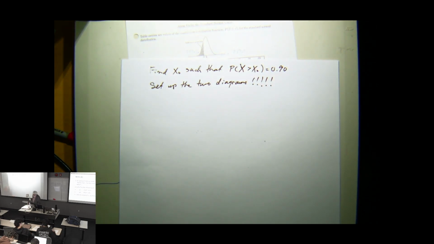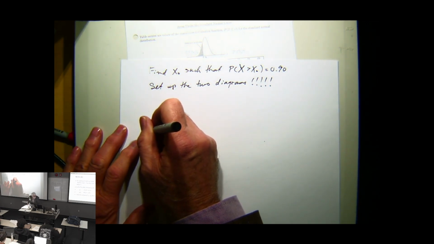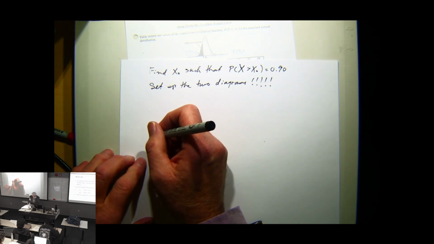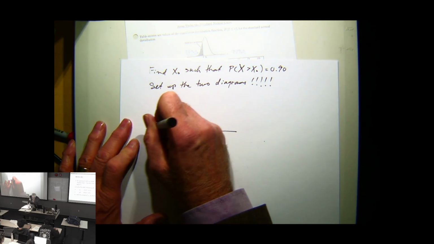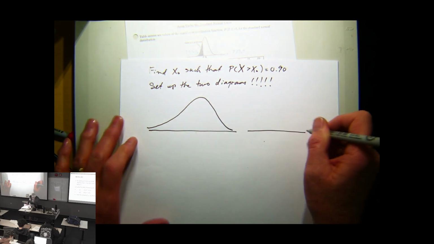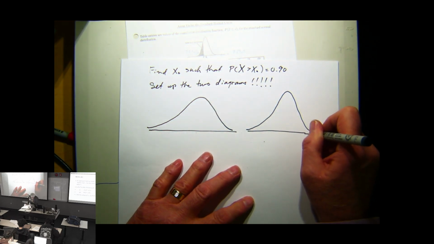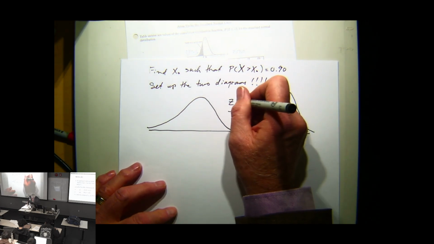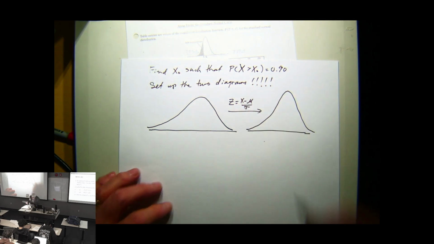That gets 5 exclamation marks. 5. Not 4. It's a lot of factorials. I could have gone 6, I guess, to emphasize it, but it's probably enough. So I'm drawing my 2 side-by-side diagrams. Okay. Yeah, perfectly, yeah, not exactly, but nonetheless. And that transformation is Z equals X minus mu over sigma.